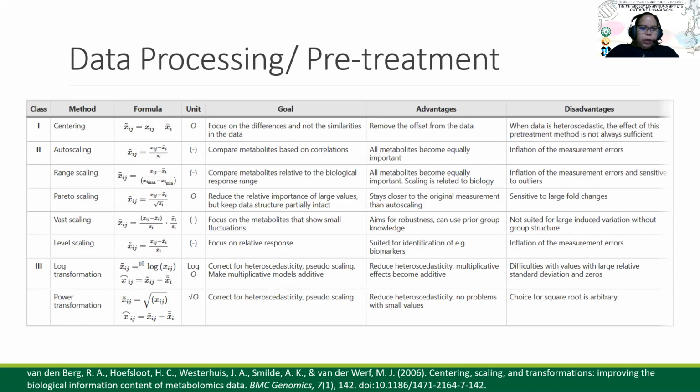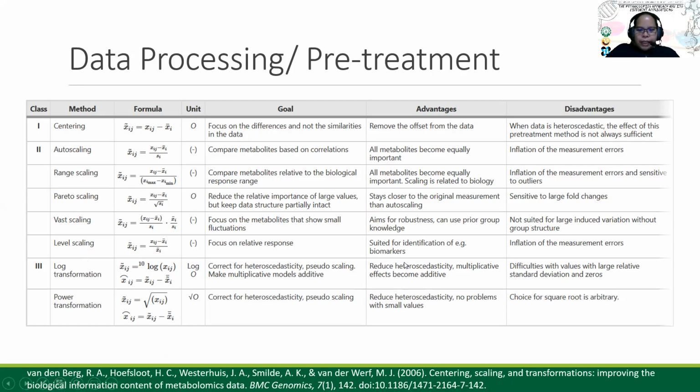Okay. In terms of data pre-processing and pre-treatment, listed here are the different centering, scaling, and transformation techniques. What are the formulas that you have to use, and what will they do with regards to your data?